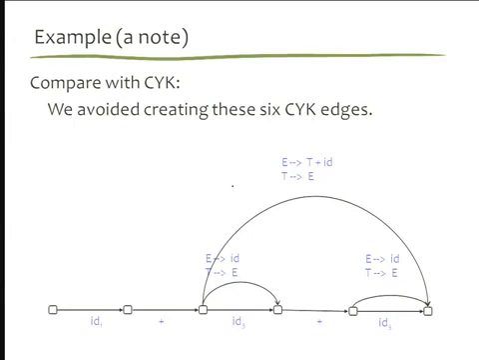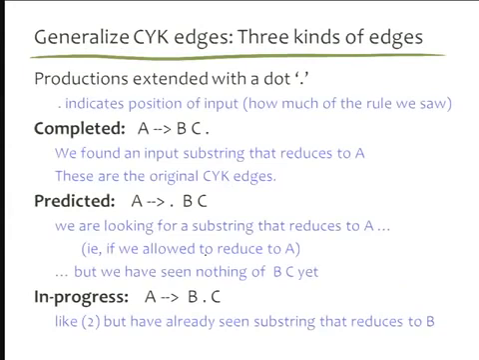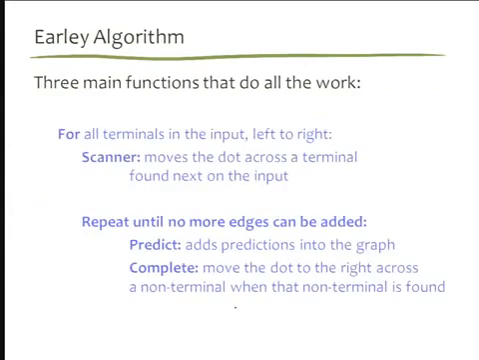And so these are the three kinds of edges which you have seen. These are like those in CYK, the dot at the beginning, the dot in the middle. This is just writing down what we have seen. Here is the algorithm that we followed. It's for you to read.